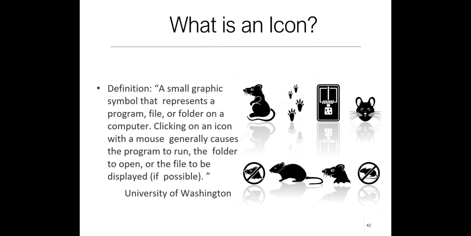So, what is an icon? One definition from the University of Washington, which I like, is a small graphic symbol that represents a program, file, or folder on a computer. Clicking on an icon with a mouse generally causes a program to run, the folder to open, or the file to be displayed, if in fact that's possible. And here we have a bunch of mouse icons.